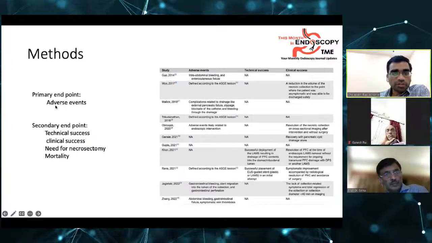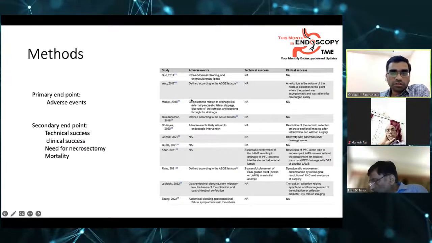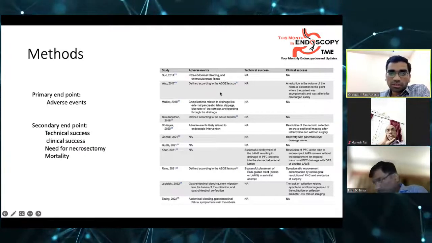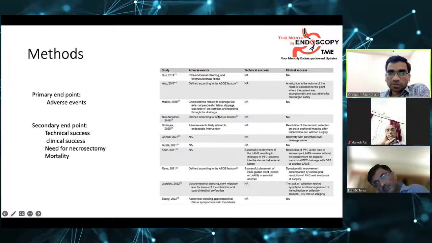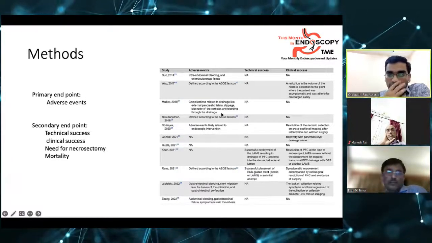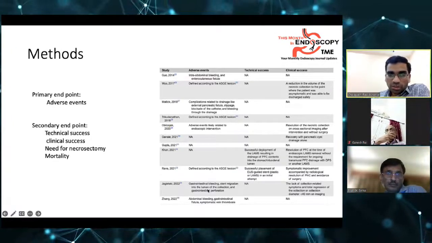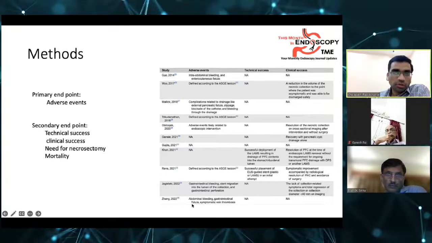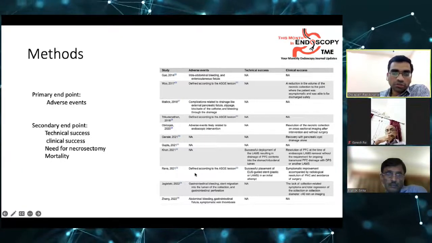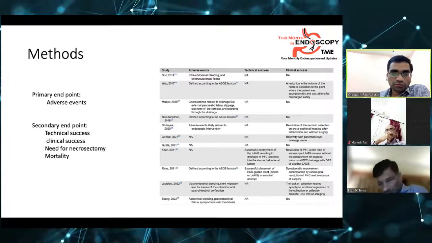The primary endpoint was adverse events. They are defined as per various guidelines. Some use the ASGE lexicon. Some defined them as intra-abdominal bleeding or intraperitoneal fistula, slippage or blockade of the catheter, adverse events likely related to endoscopic intervention, stent migration or perforation, and any abdominal vein thrombosis. So every study had a different categorization or definition of adverse events.